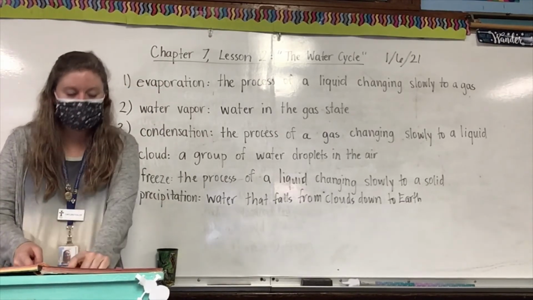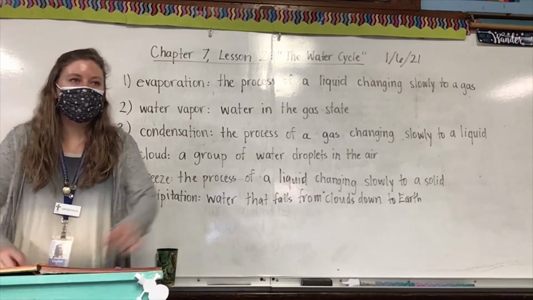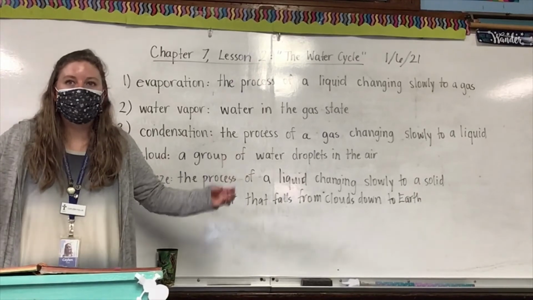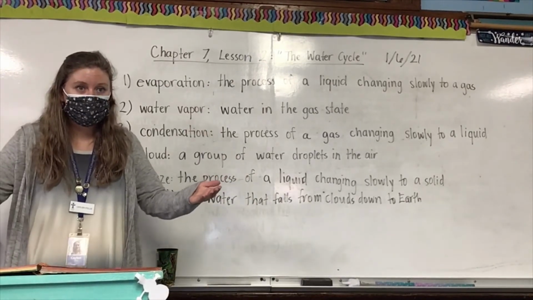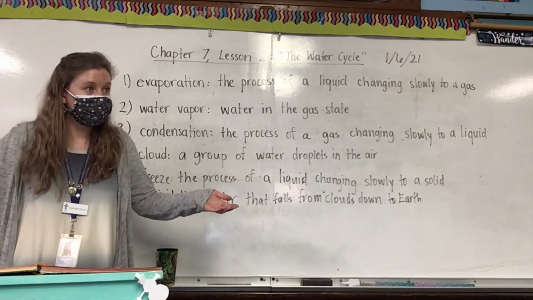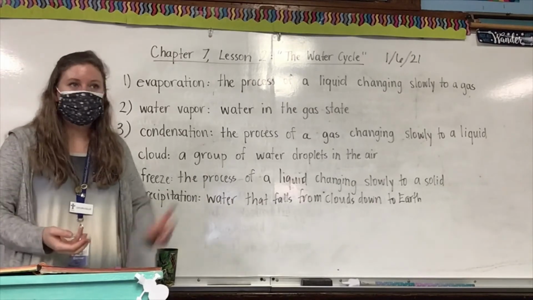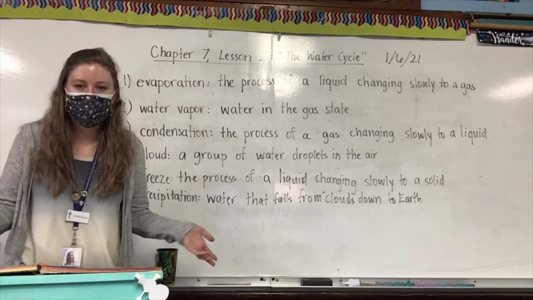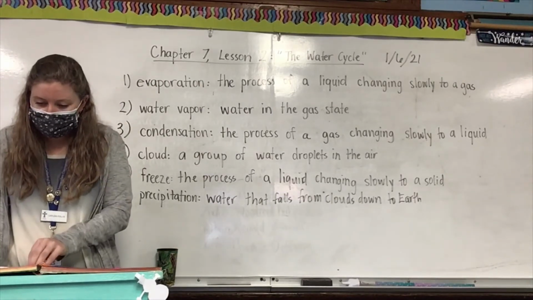So number 6 is also number 1. After number 5, it goes back to number 1, and the same thing happens over and over again until the world explodes, or whatever happens at the end of the world. That's when the water cycle will stop. So step 1 is also step 480,000, because it'll start over and over and over again.